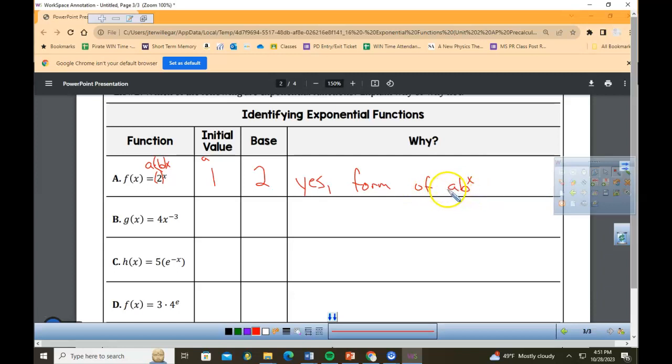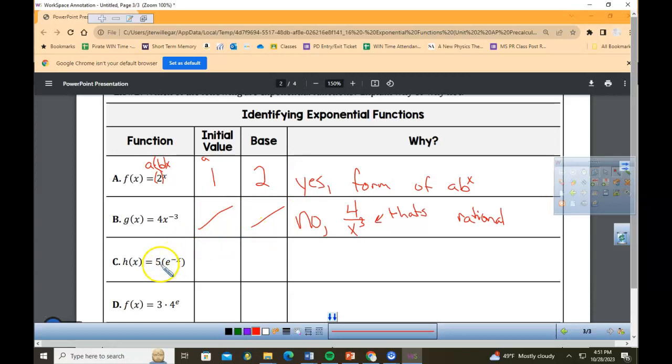All right, let's try this one. I have x to the negative 3. Wait a second, you goofy gusset. Do I have an x in my exponent? No. In fact, if I were to simplify, this would be 4 over x to the third. Dude, that's irrational. That's goofy. So, it doesn't have an initial value, and it doesn't have a base.